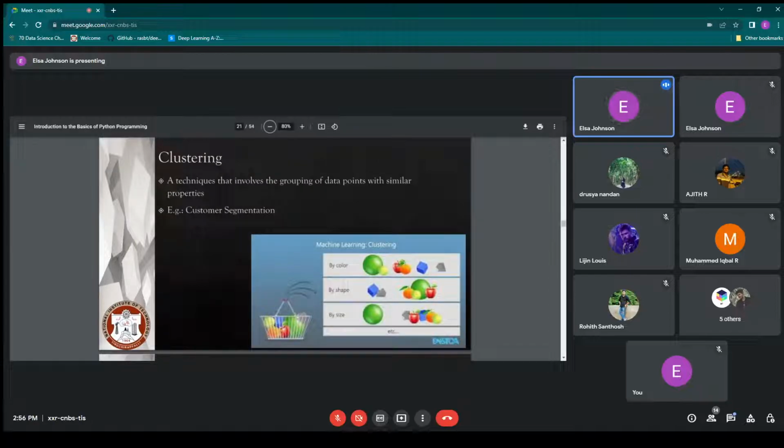Now next one is clustering. Clustering means the technique that involves grouping of data points with similar properties. For example, in clustering, this is a basket of some different objects. So by color, if you are clustering, that is the first thing. By shape, you can cluster it as regular and irregular shapes. And by size, small and big. Okay.